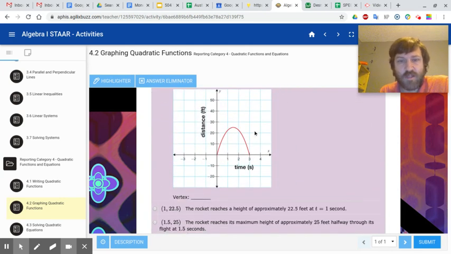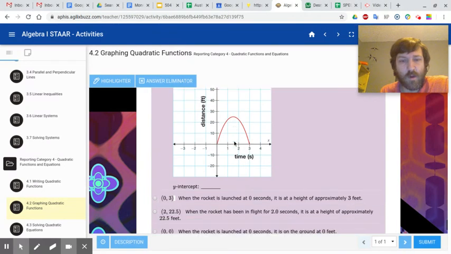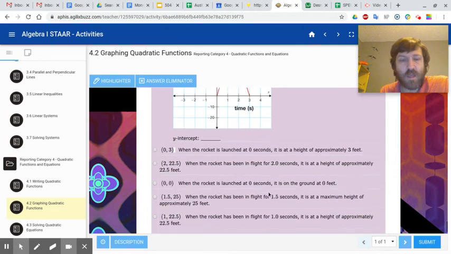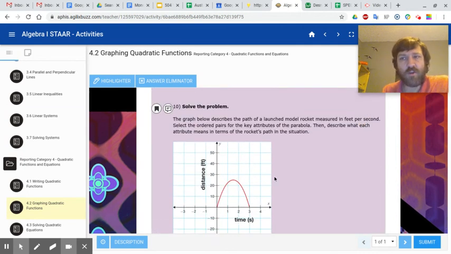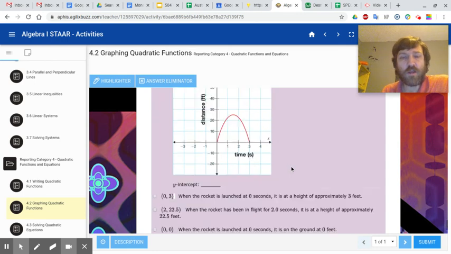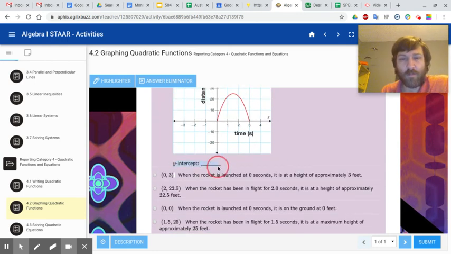Then we're looking for the vertex and what the vertex means. So you should be finding the point that represents the vertex, and then the point that represents the y-intercept. I think I explained it enough for you to get these. So choose the point that corresponds with what it says right below the graph. And that is it for this lesson.